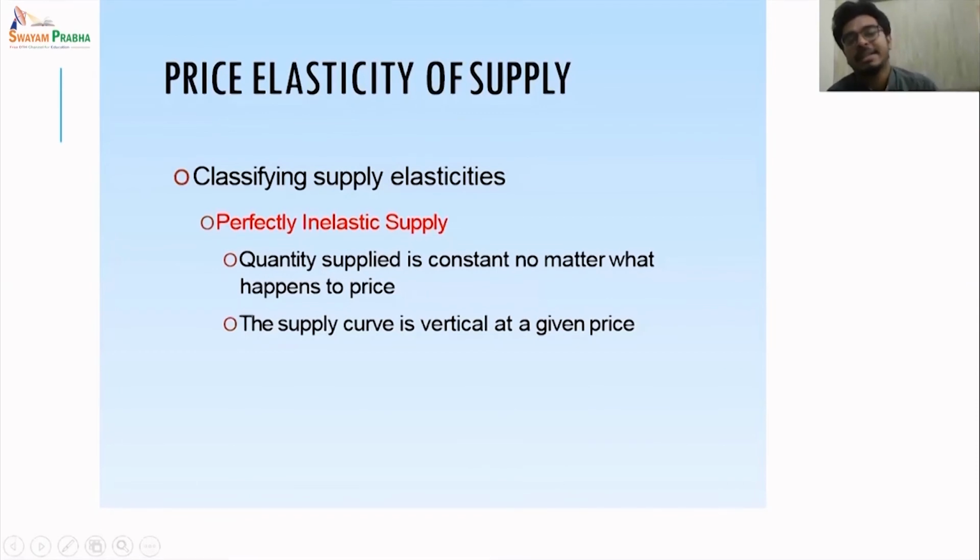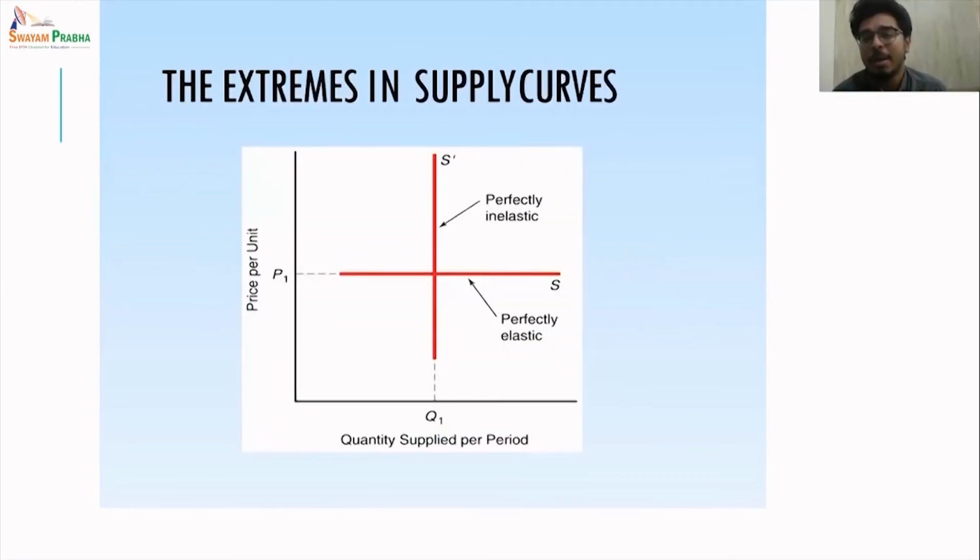Whereas the perfectly inelastic supply will be vertical, and whether the price increases or decreases, it does not really have any impact on the supply of that particular commodity, and hence it is a perfectly inelastic supply. The rest follows the same logic. I will come to that. So this is a perfectly inelastic supply. Whatever the price is, the supply does not change.